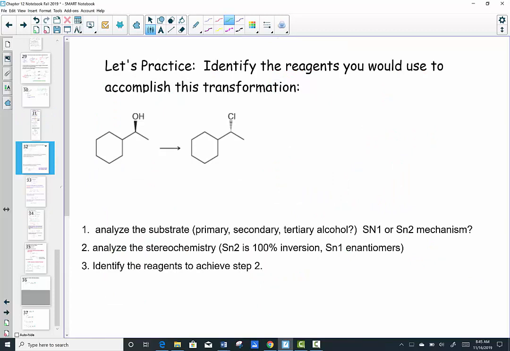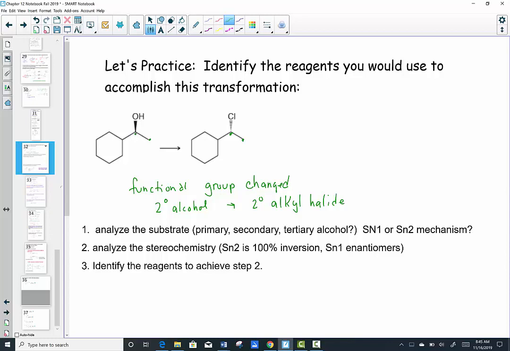So let's do a for example. What reagents would you use to accomplish the transformation? So again, we're changing the functional group, so I'm moving from an alcohol to an alkyl halide. So the functional group has changed. We had a secondary alcohol converting to a secondary alkyl halide. It did not move position on the carbon backbone. It's still in the same position. It's just changed its identity.